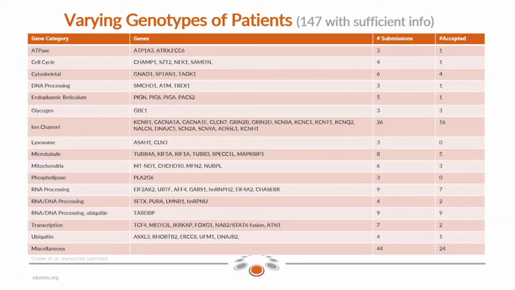So here's a list of the applications and submissions that n-Lorem has received. You can see all the different genes here representing those disorders in patients, and the numbers that they have accepted so far. And you can see that Lamin B1 is on the list.